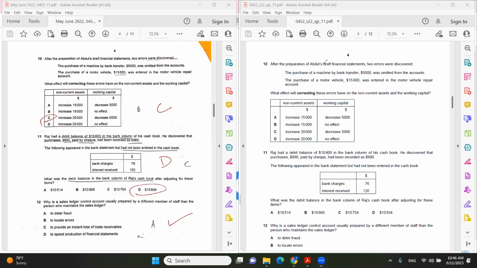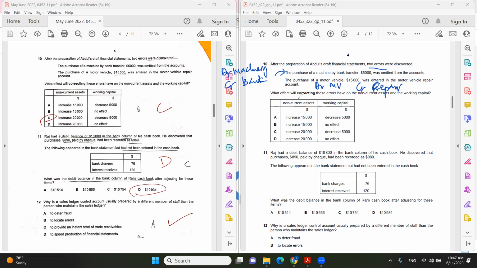After preparing the draft financial statement, two errors were discovered. The purchase of a machine by bank transfer, 5,000, was omitted. So for this omission, we have to debit the machinery account and then credit bank. Second, the purchase of a motor vehicle, 15,000, was entered in the motor vehicle repair account. This is an error of principle. So we have to debit motor vehicle and credit repair account.